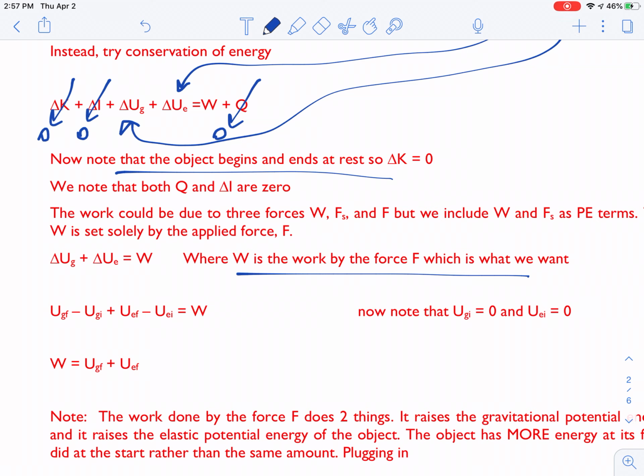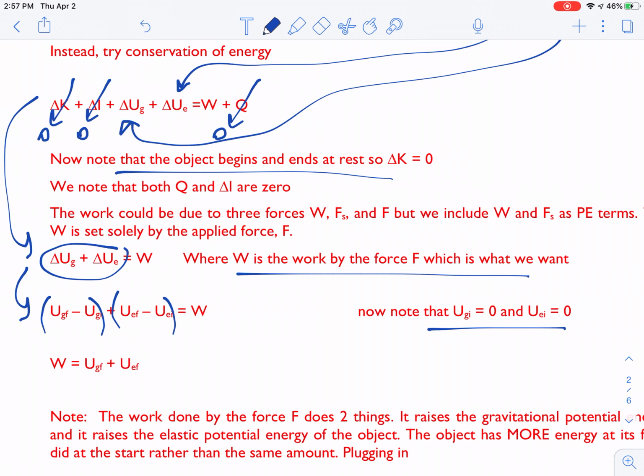Okay, so if we solve the left side, that is our answer because we are looking for the work done by that force. What we do next is we simplify this energy equation, and then we are going to expand the parts. This is delta UG, this is delta UE, and we have the work term on the other side. Again, it's always final minus initial. And next we are going to do more simplifications.